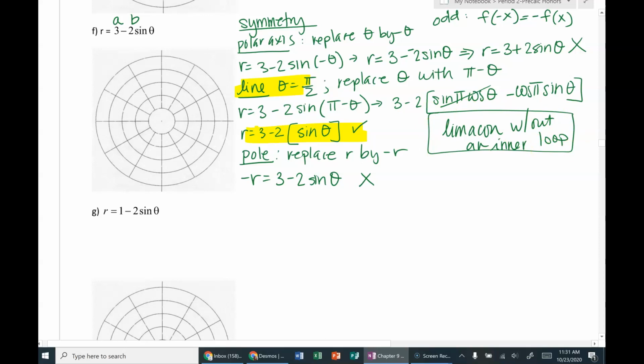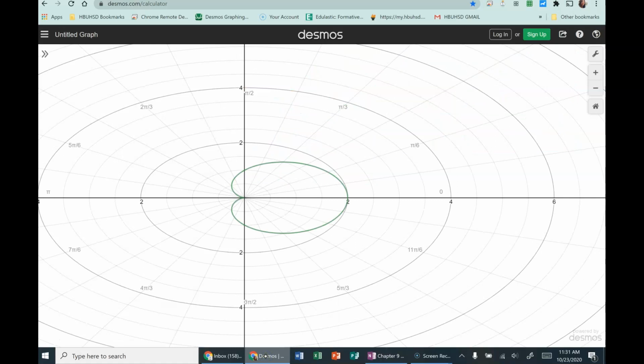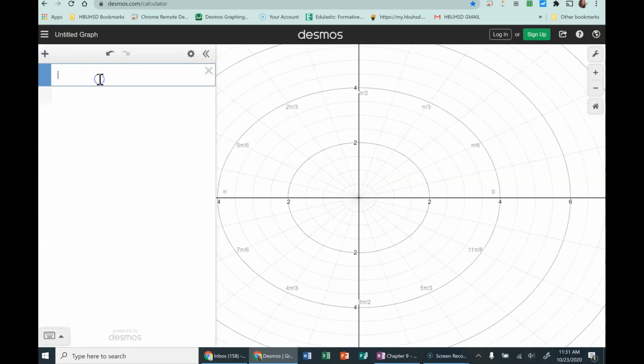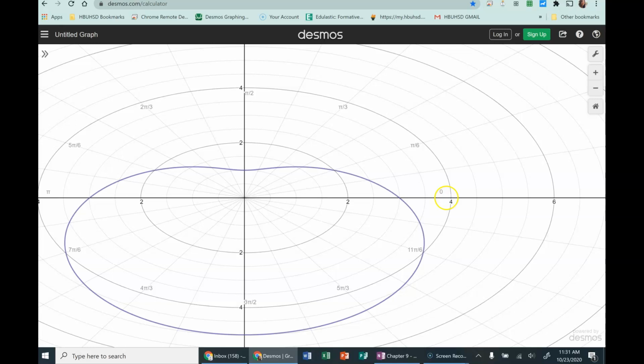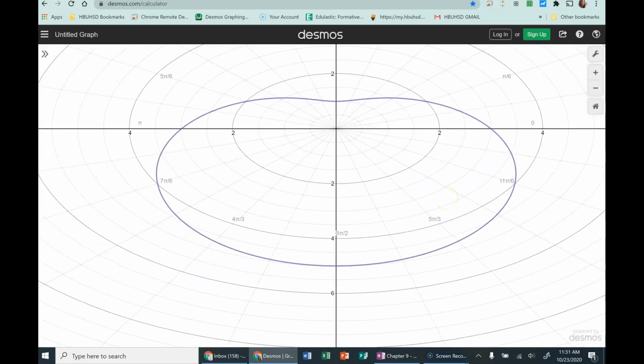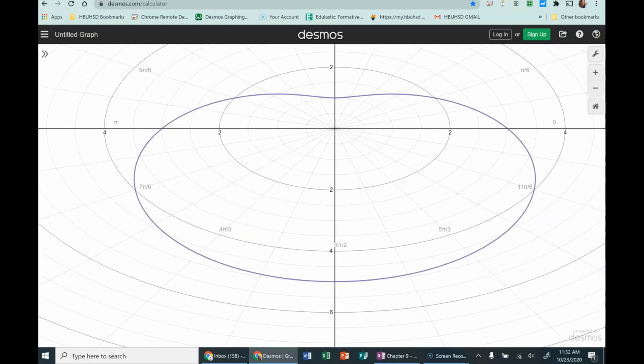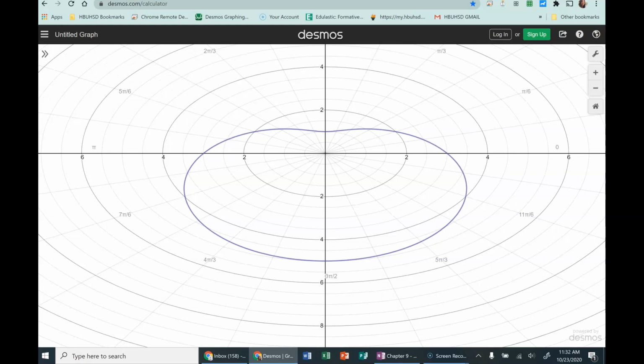Now let's use Desmos to help us out with this graph. I will flip my computer. I will erase the cardioid and enter R equals 3 minus 2 sine of theta. As you can see, it is definitely not symmetric about the x-axis, aka the polar axis, but it is symmetric about the y-axis, aka the line theta equals pi over 2. Would you agree that it does not run through the origin? It looks almost like a lazy heart, or almost like a bean.